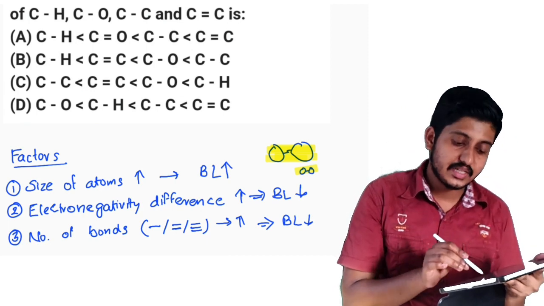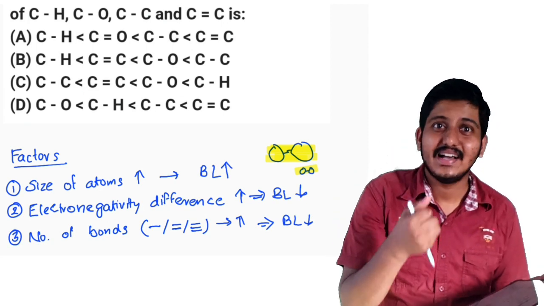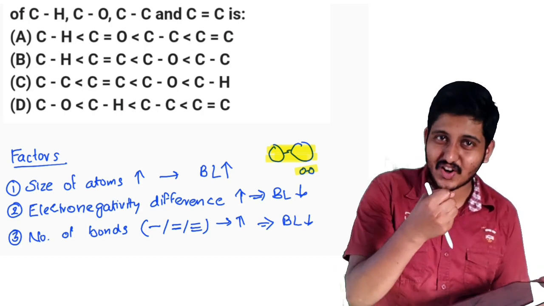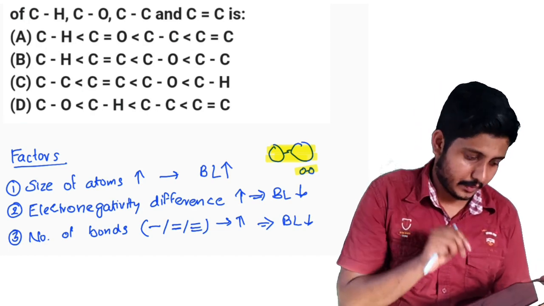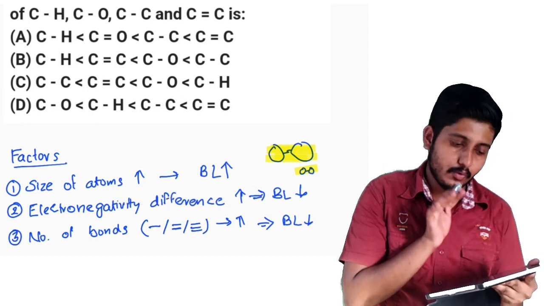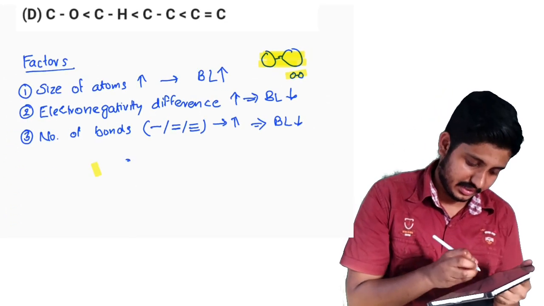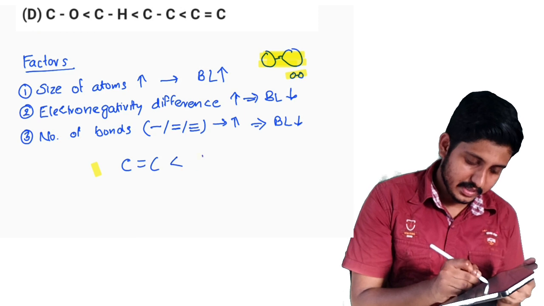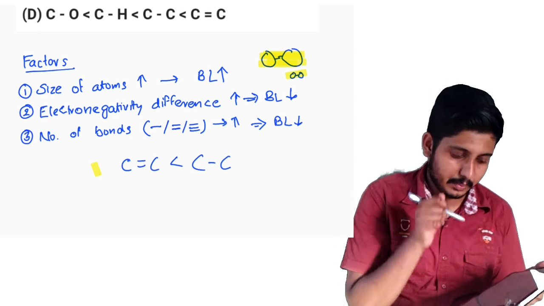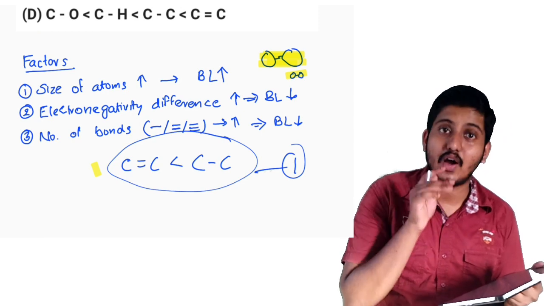Now the next one, the electronegativity difference between the atoms. As this electronegativity difference increases, the bond length decreases. Why? Because with more electronegativity difference, the bond becomes very strong, and hence the bond length decreases. So these three are the important points. Now let's go to the answers. What every one of you will first write is that C single bond C will be larger than C double bond C. C double bond C will be smaller, and C single bond C will be larger. Some other bonds can come in between them, but this is the general trend. This is the first step that every one of you writes.